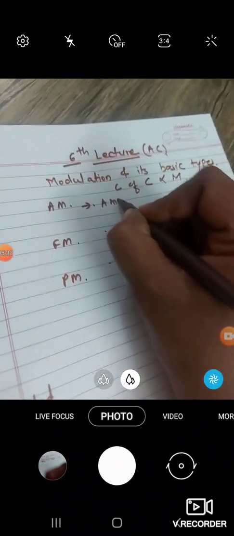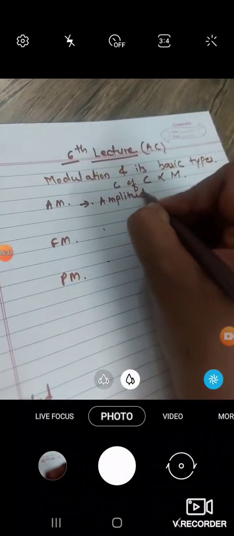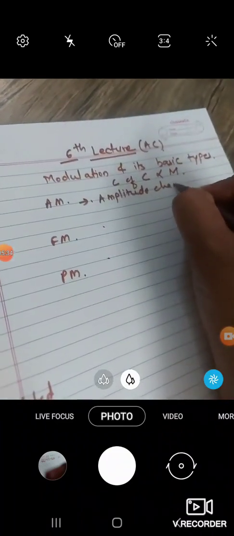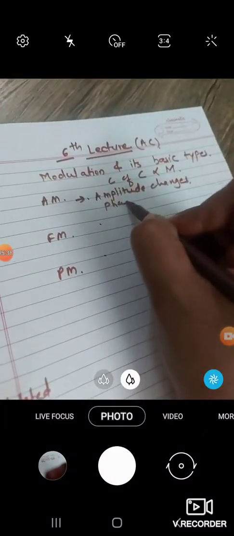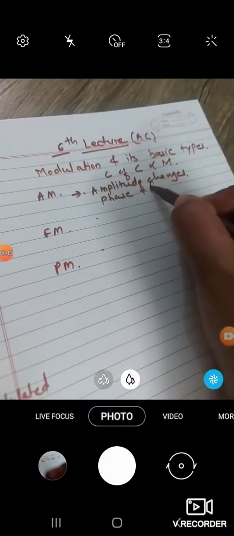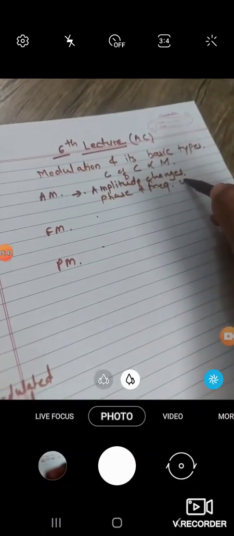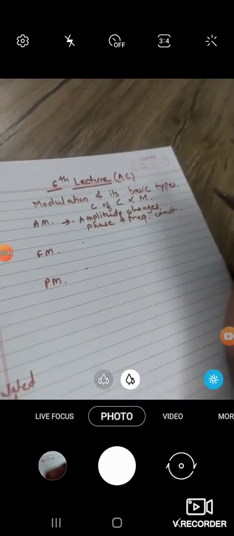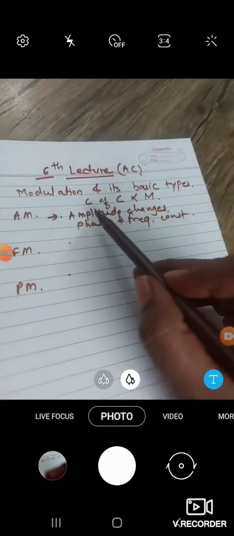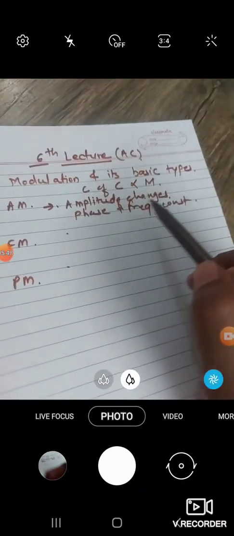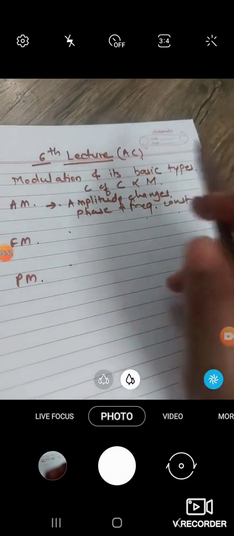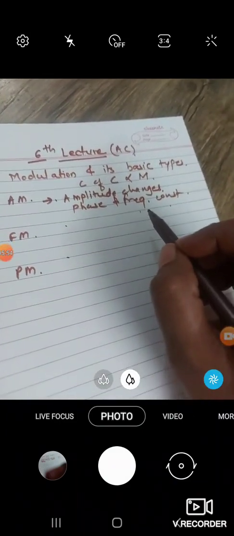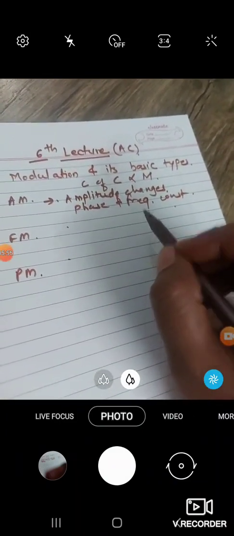So in amplitude modulation, what happens? I am writing the concept. In amplitude modulation, the amplitude of the carrier changes, and when the amplitude is changing, phase and frequency remain constant. Only the amplitude of the carrier signal is changing and the phase and frequency of the carrier signal remain constant. That is the concept of amplitude modulation.